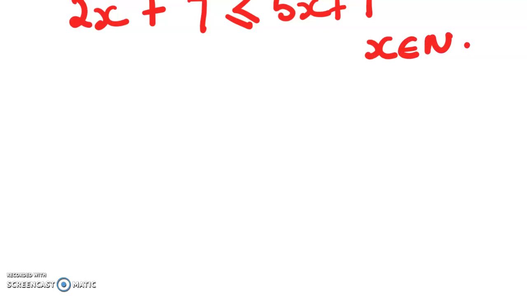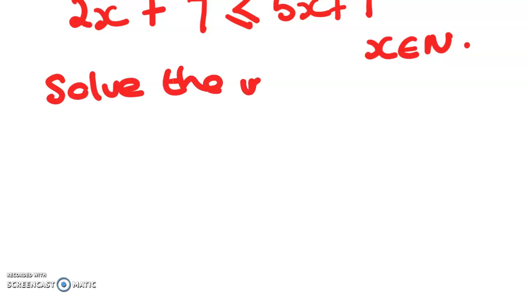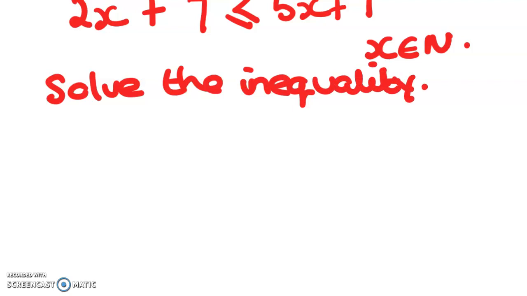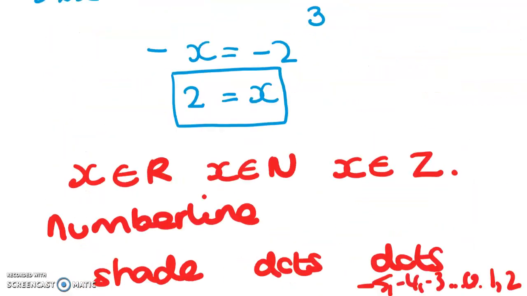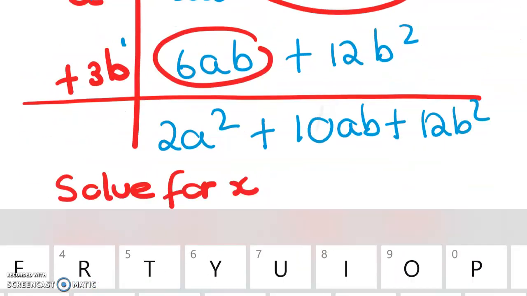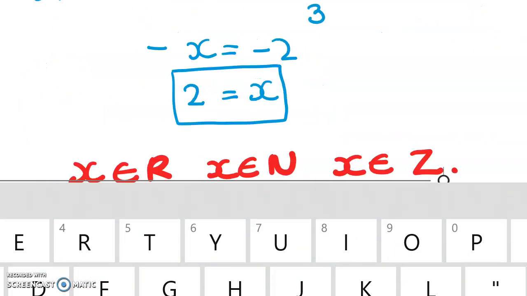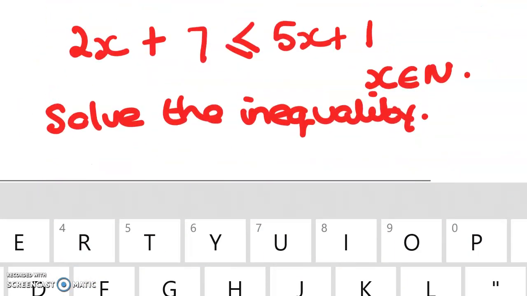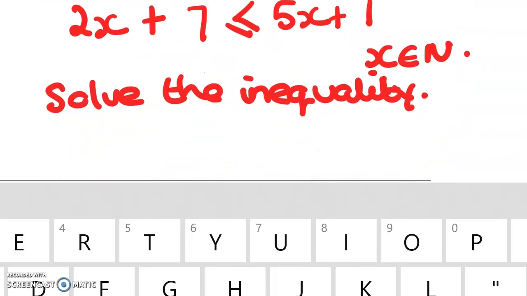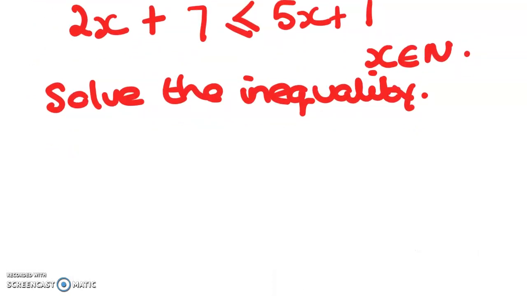It says solve the inequality. I better write that down. Solve the inequality. The only difference, lads, is that there's an equal sign. Look, there's an equal sign there. I've got the Sharky sign down here. That's all it is. So you treat it like an equal sign.